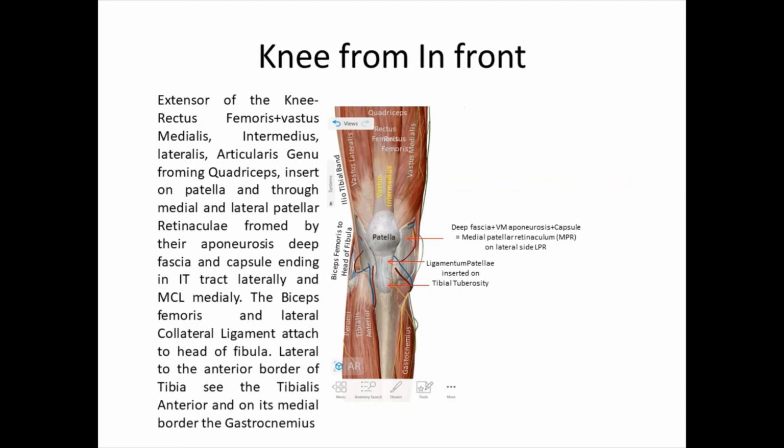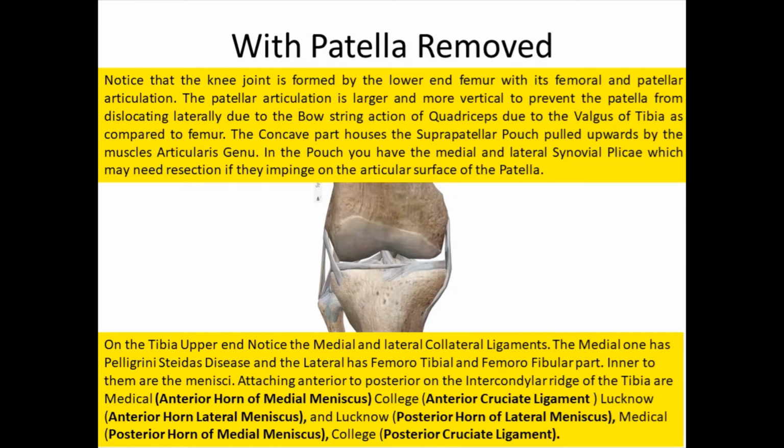Now, if you keep your finger on the anterior border and see a muscle which is medial to it, it is the gastrocnemius, and lateral to it is the tibialis anterior, along with the peronei. Then we take off these muscles and see what happens.